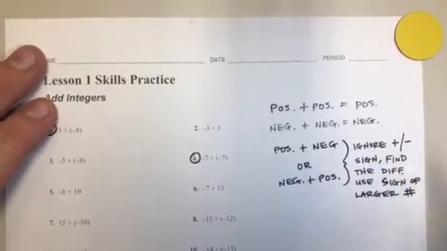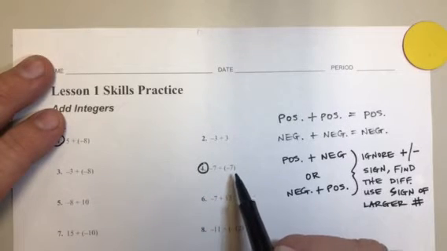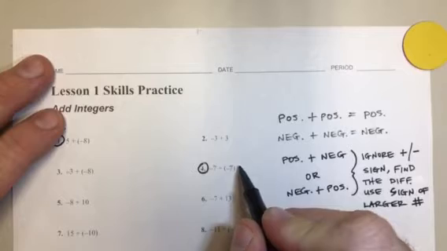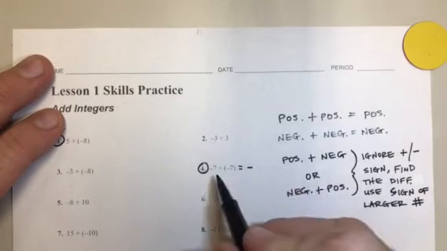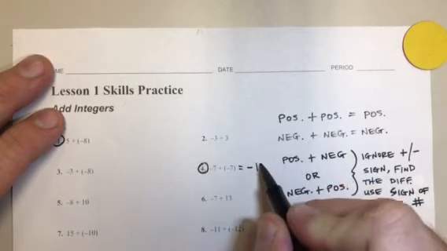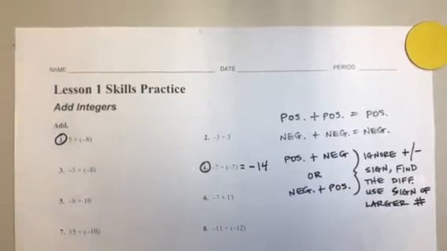An example of that would be negative 7 plus negative 7, okay? So a negative plus a negative gives you a negative, and then we add like we normally would. 7 plus 7 is 14, so we're at negative 14. If we need to think about that using a number line, we could do that pretty easily.